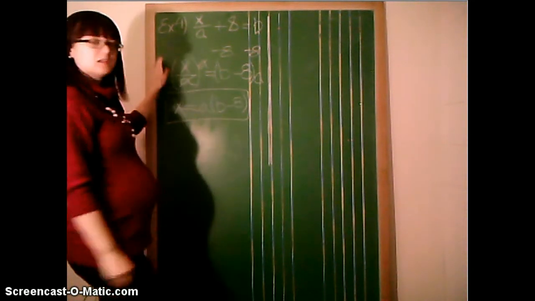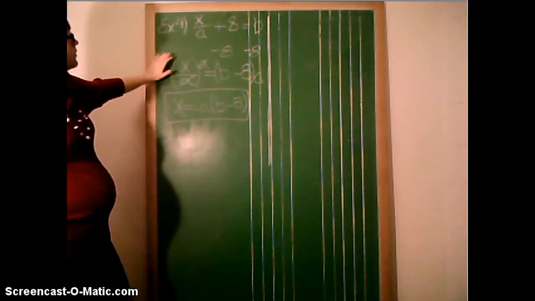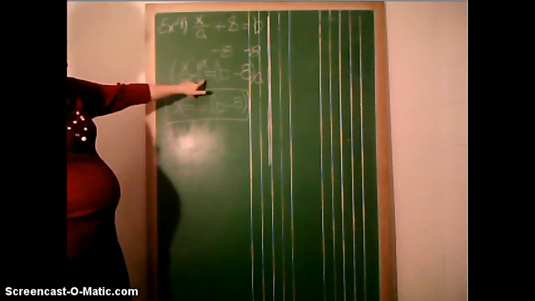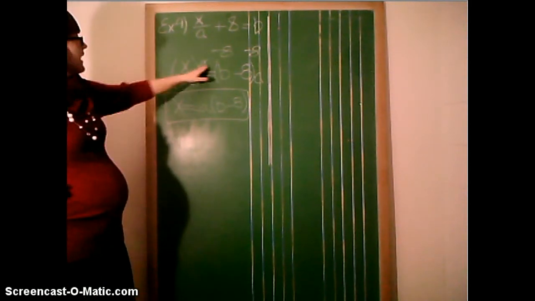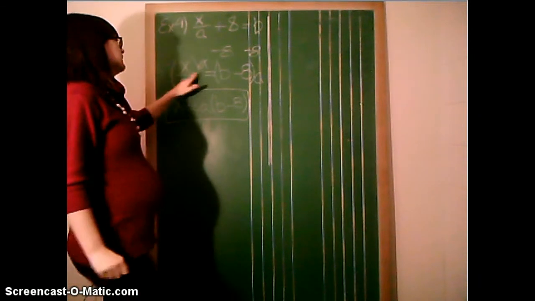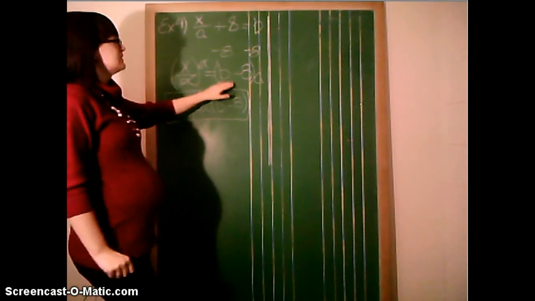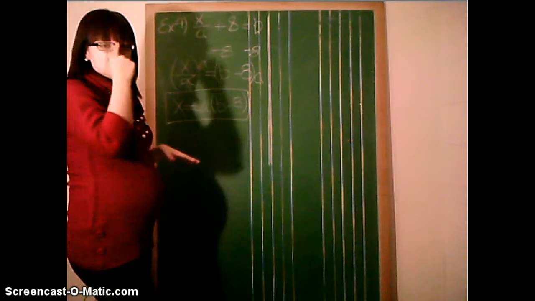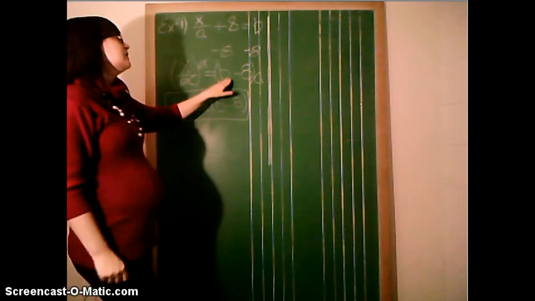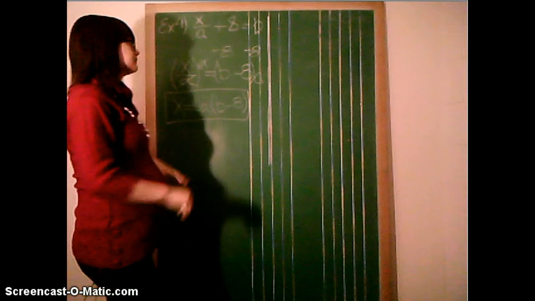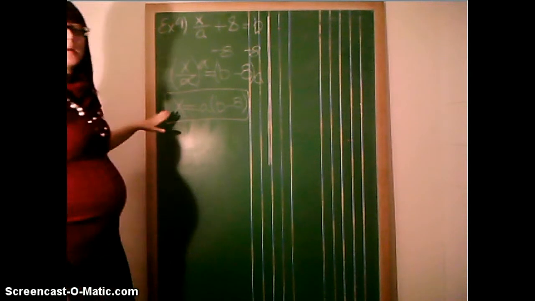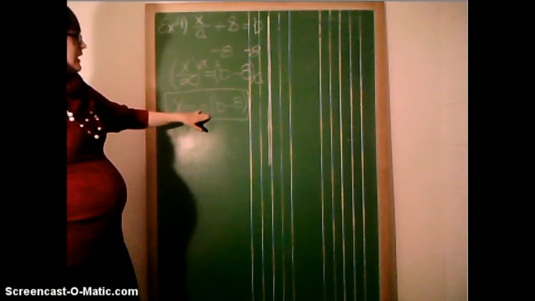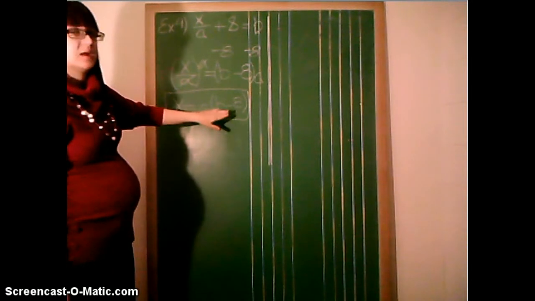To get the x by itself now, you want to multiply both sides of the equation by an a. When you do that, the a cancels out over here on this side and leaves you with just x. So on this side, you're taking the whole b minus 8 times a, and not just b or not just 8. So this problem, when you end up, the answer is x equals a times the quantity b minus 8.